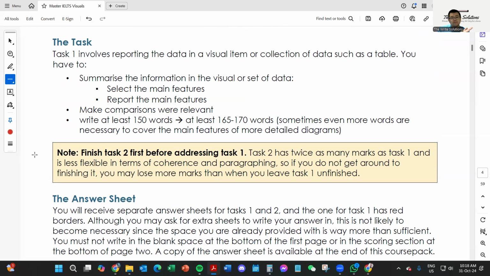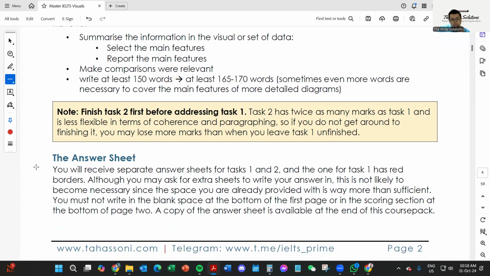So we talked about task one involves reporting the data. We already talked about that in a chart or table. You summarize the information in a visual or set of data. Select the main features and report the main features. Make comparisons where relevant. Write at least 150 words. Should probably write 165 to 170 words, to cover all the main features and diagrams. As I said, you can finish task one before addressing task two.